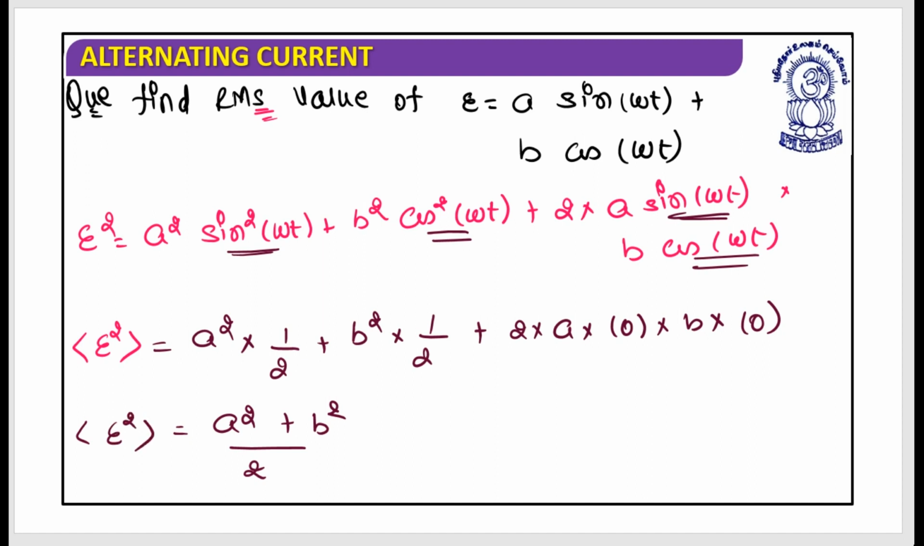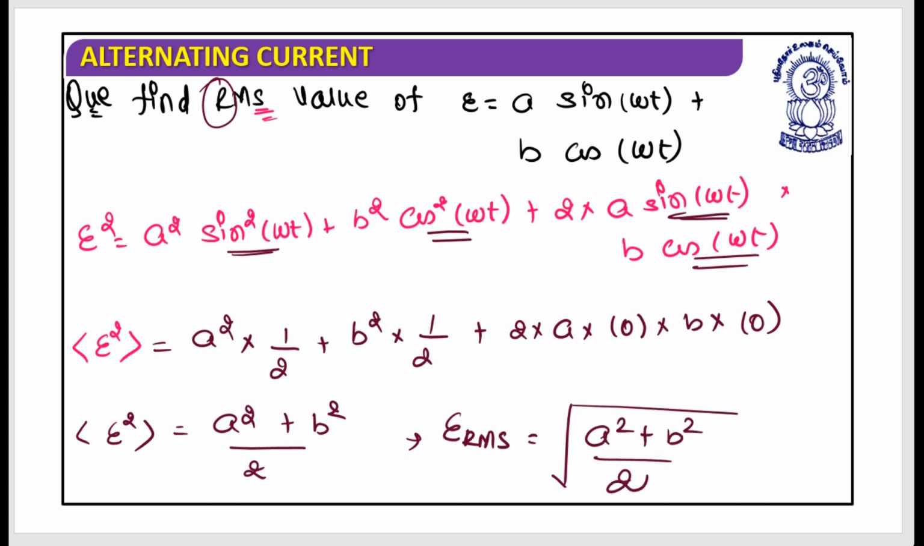So I have squared it, I have taken the mean, and I am left with the root. So E RMS can be written as root of A square plus B square by 2. This is the RMS value of the given function. I hope this is clear.